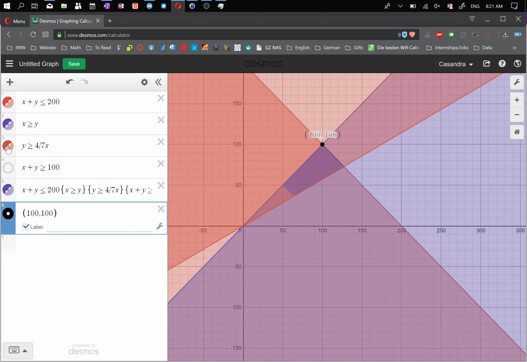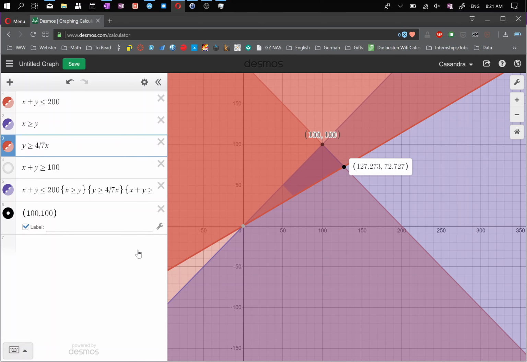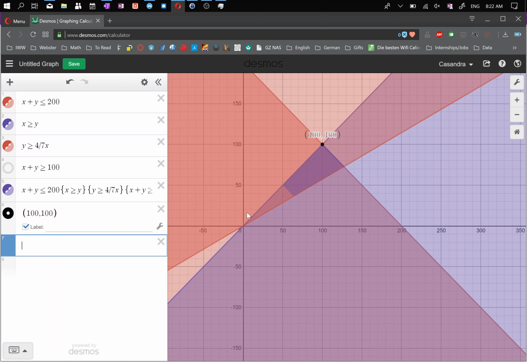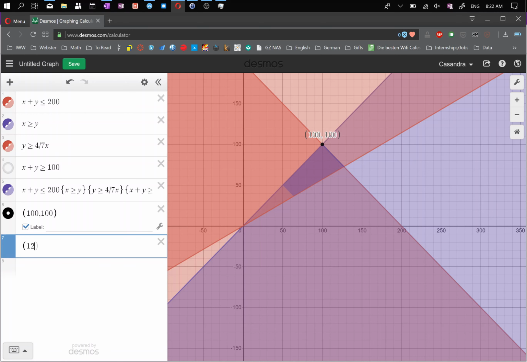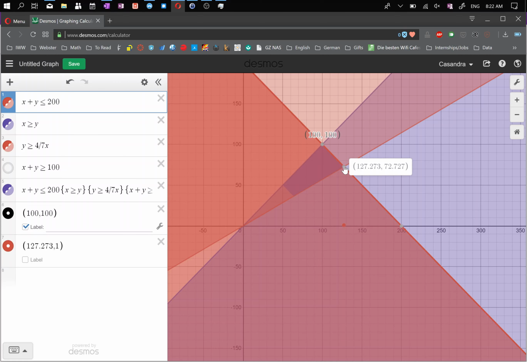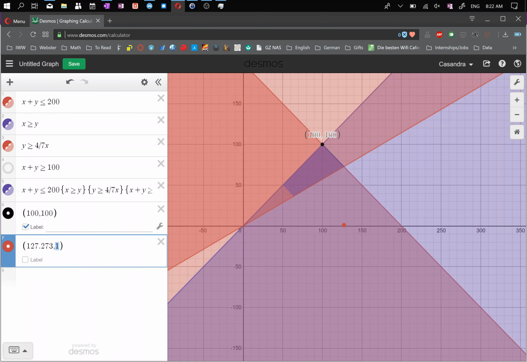Now, if I put the third one, okay, that's here. It's giving me this corner. Oh, that's gross. What was that? 127, 273. I'm just putting the 1 there so it doesn't disappear when I click away. 72, 72, 7. This is clearly a fraction, but for now I don't care. And then I'll also throw that label on. It's showing up in all types of colors. I will deal with the colors later.